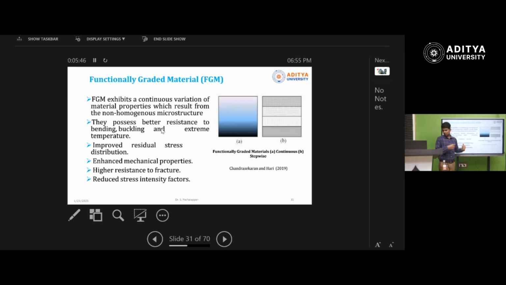So what are the various advantages of using FGM? First of all, it gives better resistance to bending, buckling, and extreme temperature, improved residual stress distribution, enhanced mechanical properties, and higher resistance to fracture and buckling.